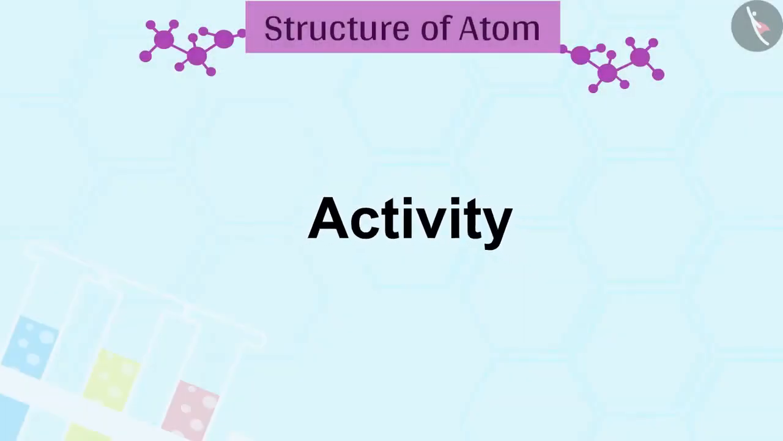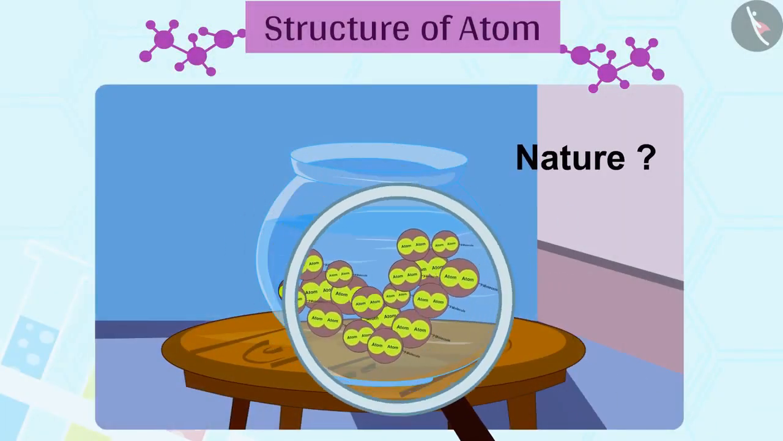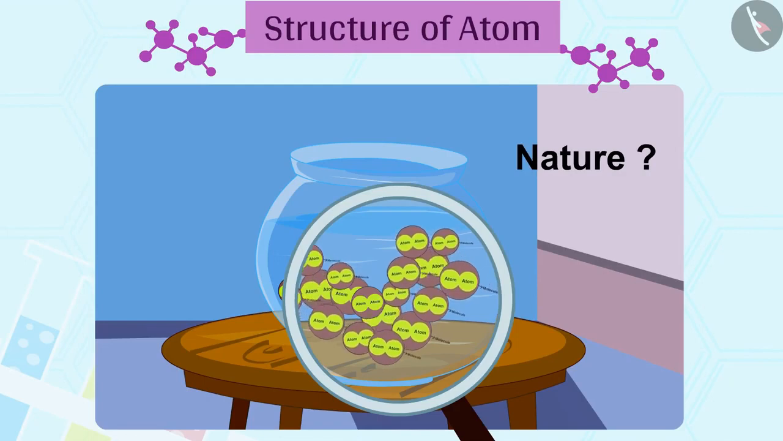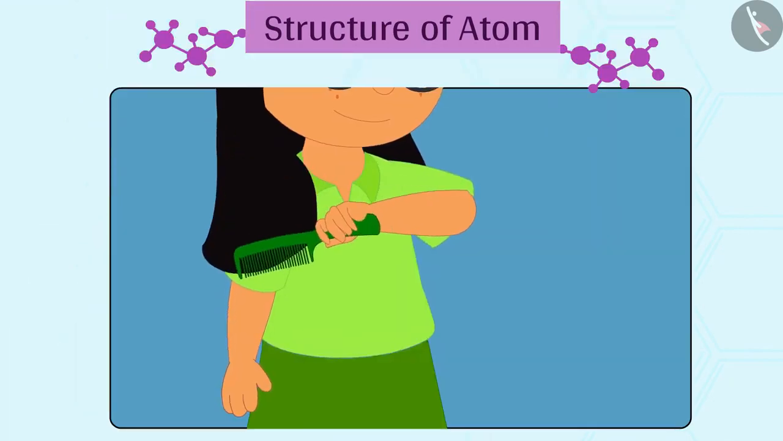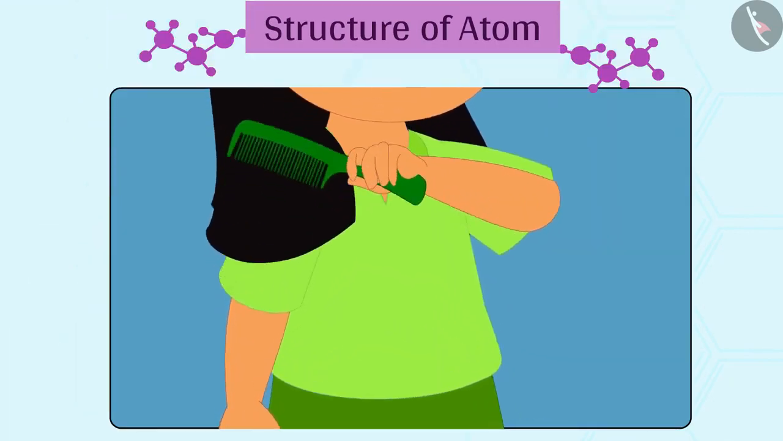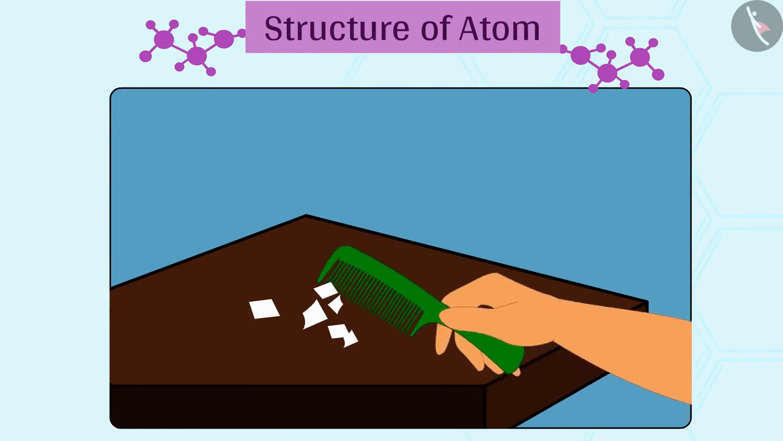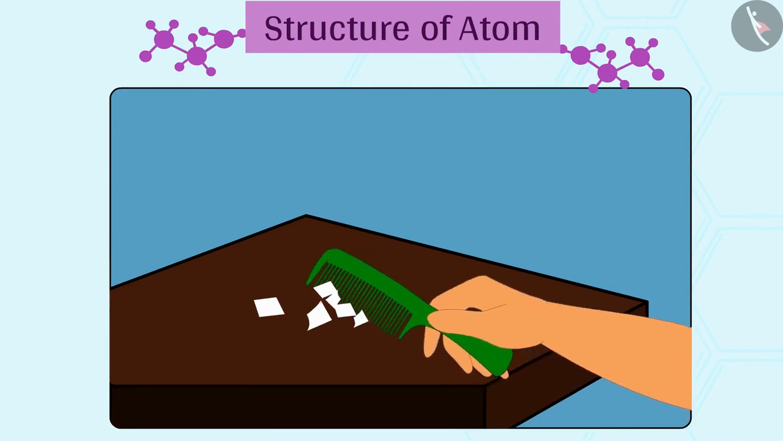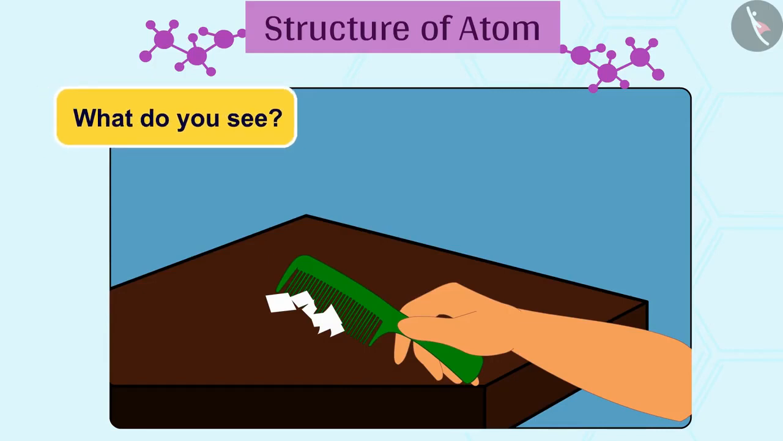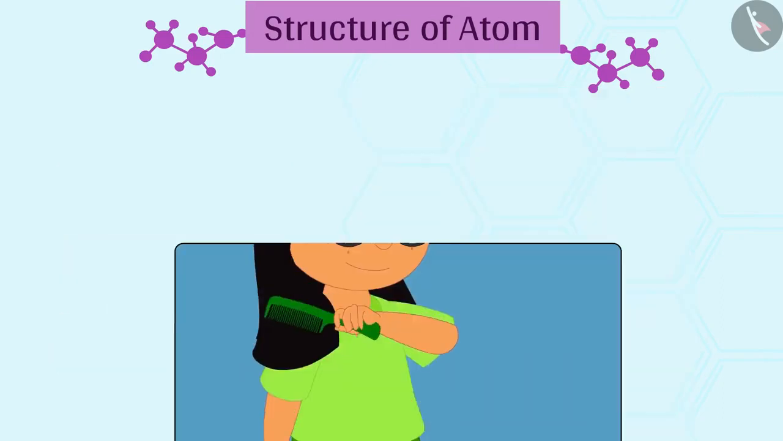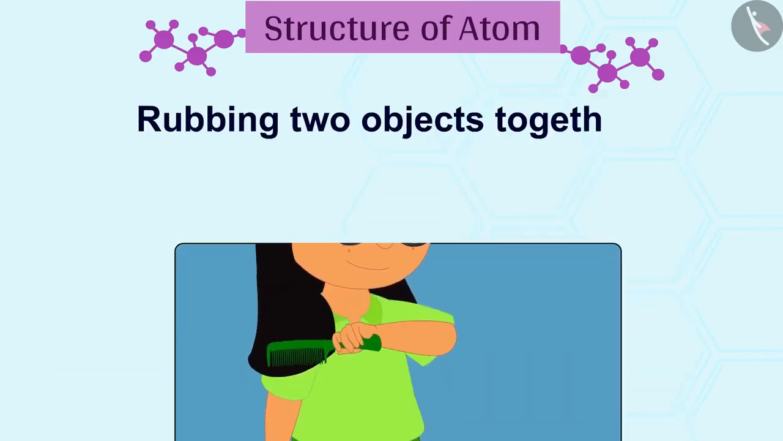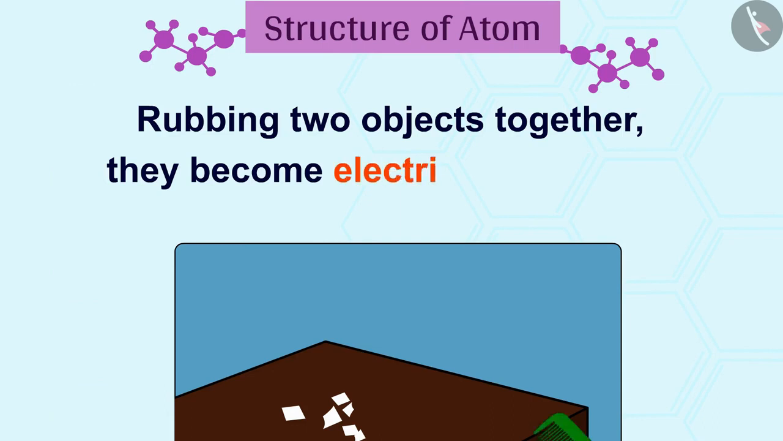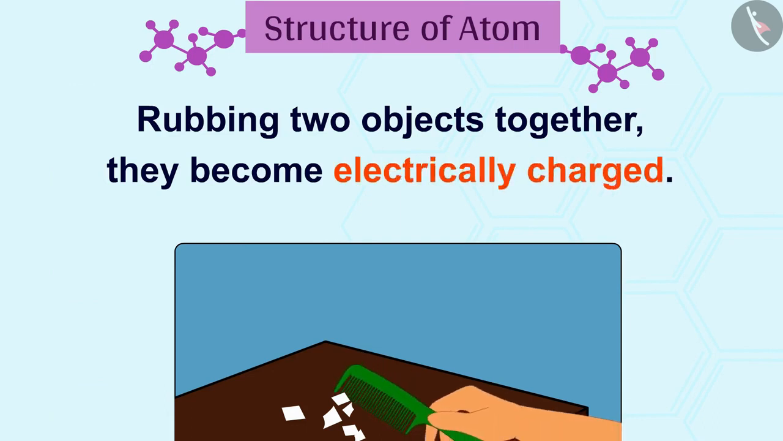Let us do an activity to know the nature of particles in matter. Comb dry hair. Now, move this comb close to small pieces of paper. What do you see? Yes, the comb attracts small pieces of paper. We conclude that on rubbing two objects together, they become electrically charged.